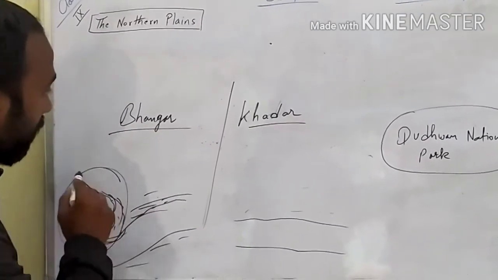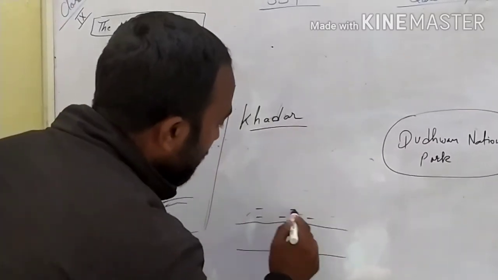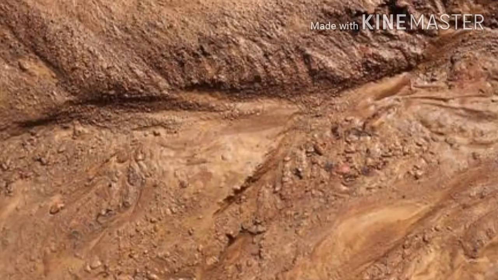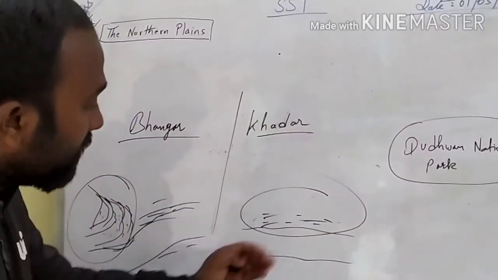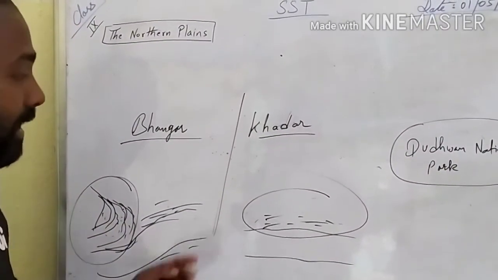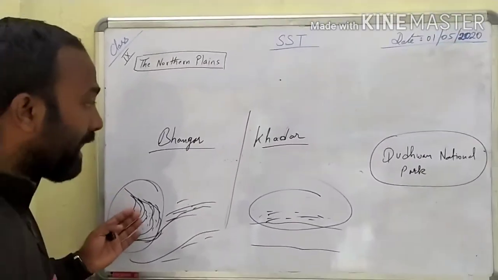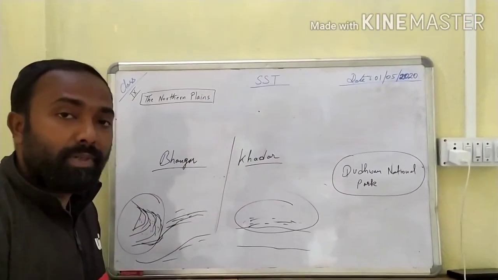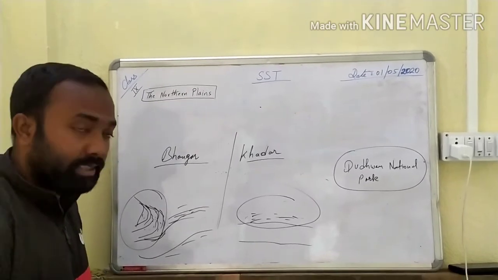So this is your Bhangar, and where there is the fresh alluvium deposit nearby the river, in the floodplain, is called the Khadar. So that is why it is fertile, and the Bhangar is not as fertile as the Khadar, because this is old alluvium deposit and this is new alluvium deposit. I hope you understood this.